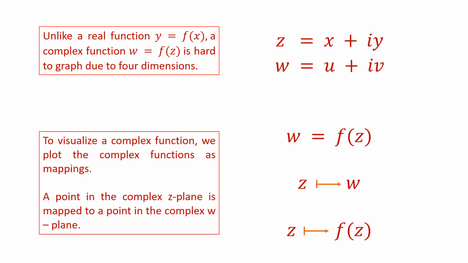So to visualize a complex function, we plot the complex functions as mappings. In other words, a point in the complex z plane is mapped to a point in the complex w plane. Let w is equal to f of z be a function. It is called a mapping of z to w. This can also be expressed alternatively as z maps to w in this manner. Or simply we can say w is the image of z.